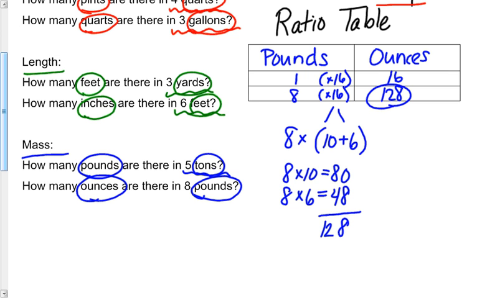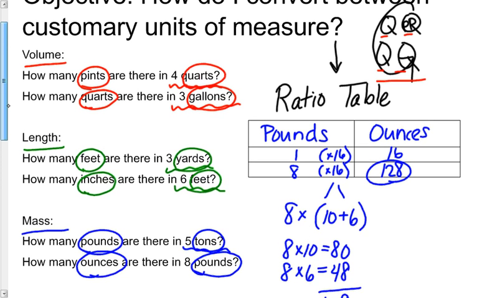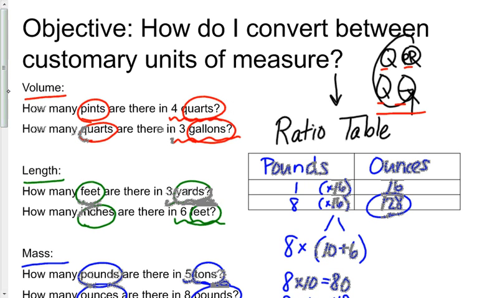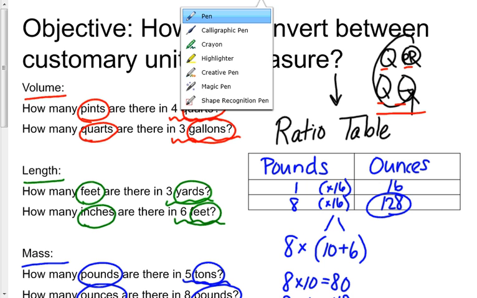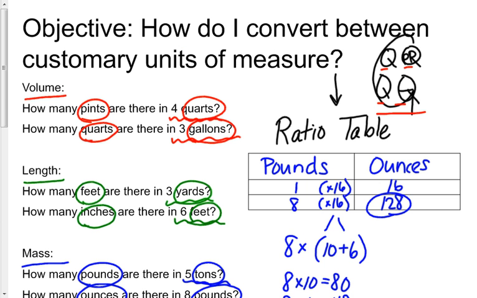So what I would like you to take away from this video is that we can convert between customary units of measurement, or change our units, by using a ratio table. And we write down what we know first. We write down what we know, starting with 1, to help us use the ratio table correctly. Good luck, and take your time.